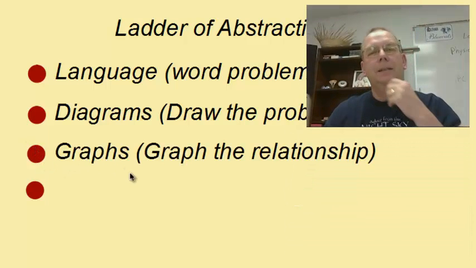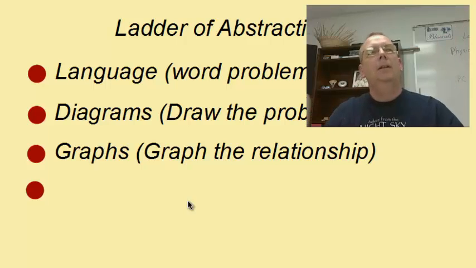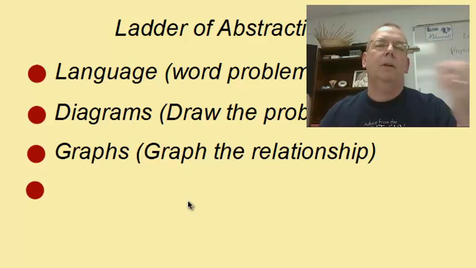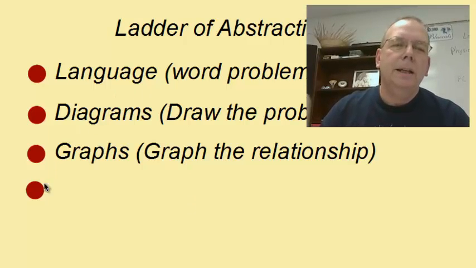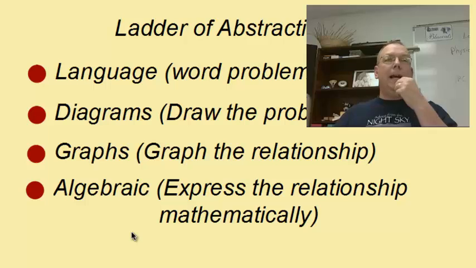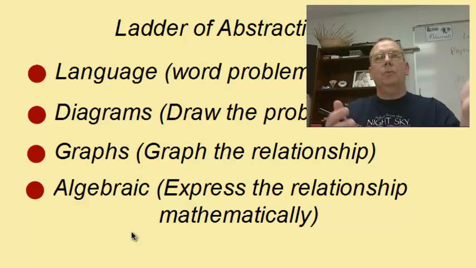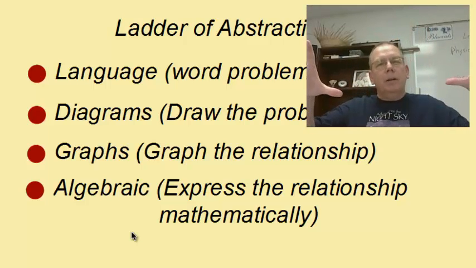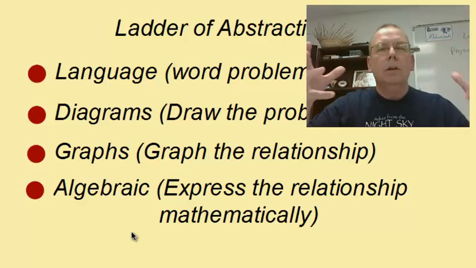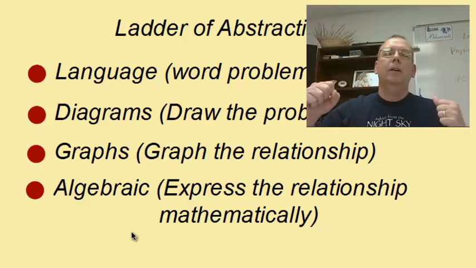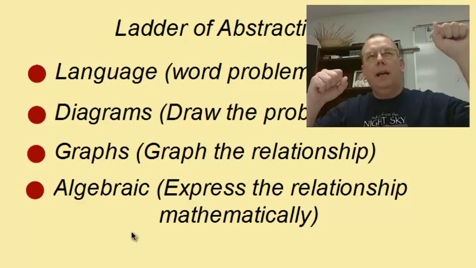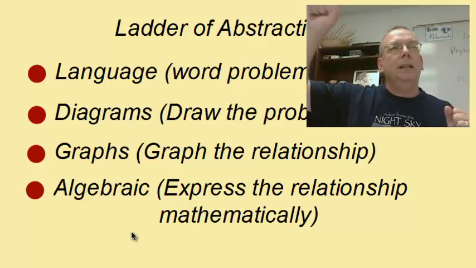Something we've already done in class is look at those fundamental dimensions that are measurable about an object or an event. And if you want to relate them in some way, a good way to do that is graphically. So we'll graph a lot of relationships in class. And then ultimately there's the algebra, the way to express these relationships mathematically. And what I want you to understand about the ladder of abstraction is these are not separate events.